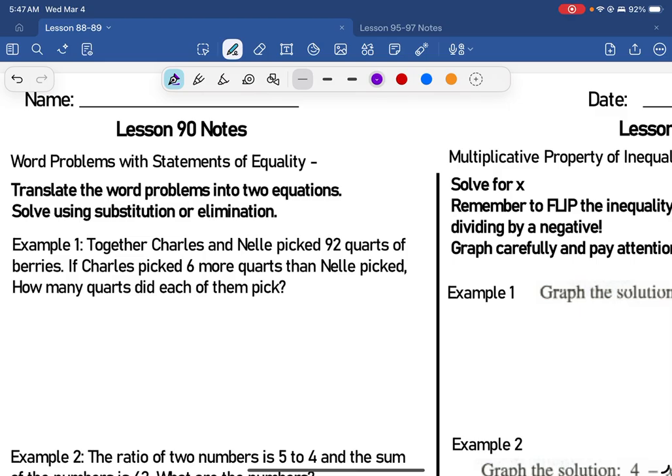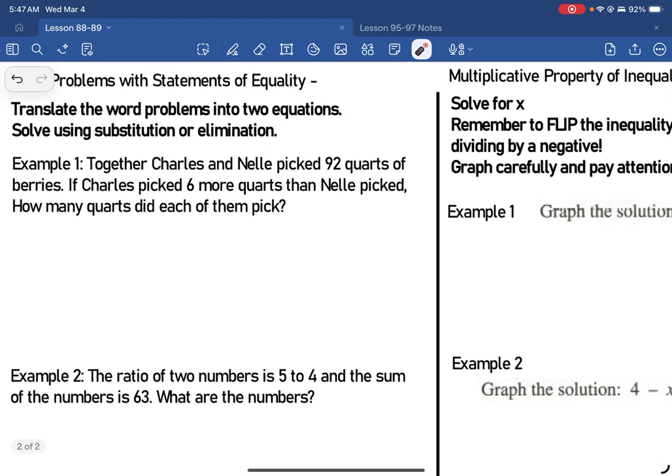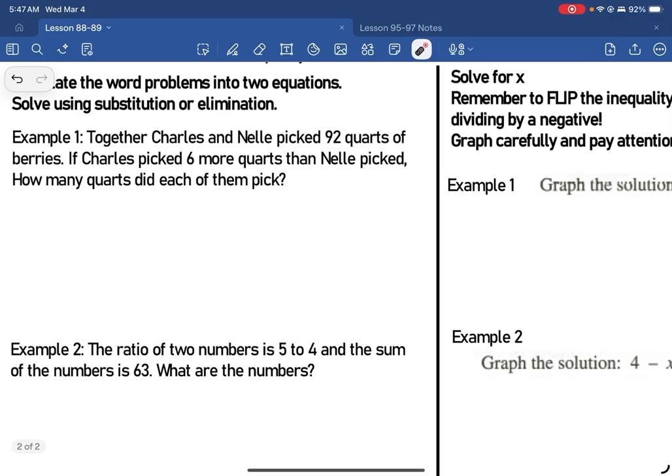Word problems with statements of equality. Again, we have to translate the word problems into two equations, and then we solve using substitution or elimination. So an extension of what we've already been doing. You could probably already do these, but we're going to do one together. It says, together, Charles and Nell picked 92 quarts of berries. If Charles picked 6 more quarts than Nell, how many quarts did each of them pick?